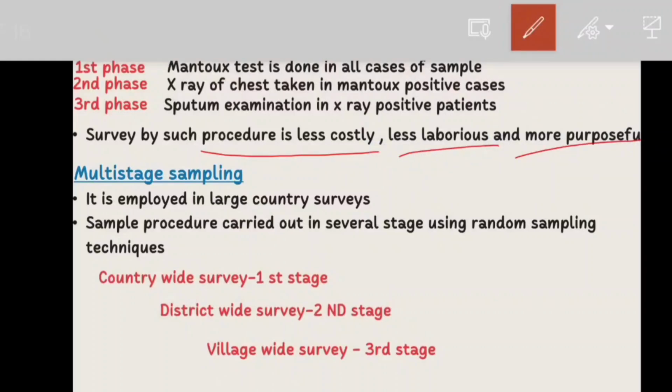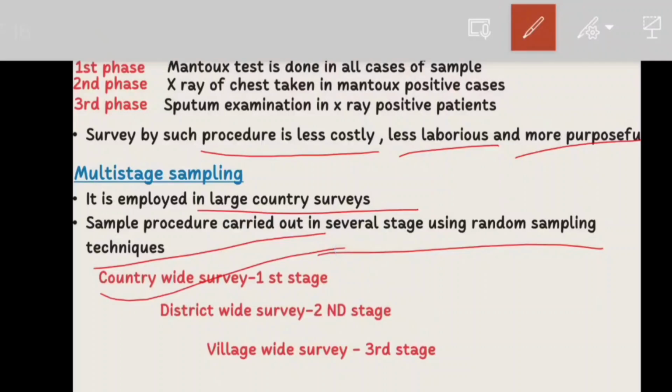Okay, now the next one is multi-stage sampling. It is employed in large country surveys. Sampling is carried out in several stages using the random sampling technique. So first, like the country-wide survey, this is the first stage. The second is the district-wide survey. The third stage is the village-wide survey. So instead of selecting individuals directly from the entire country, selection happens step by step. Here multi-stage means selection happens in multiple stages.